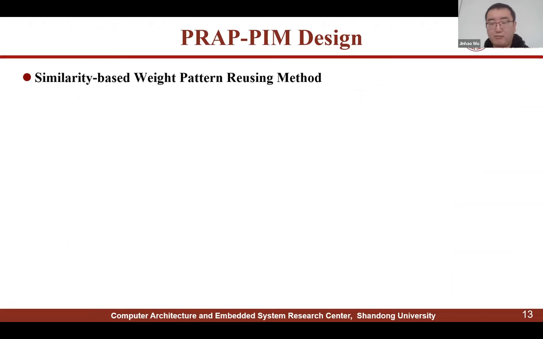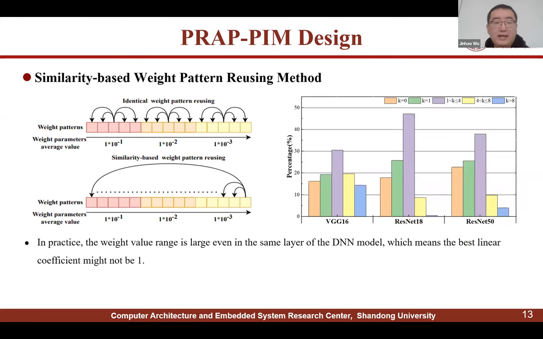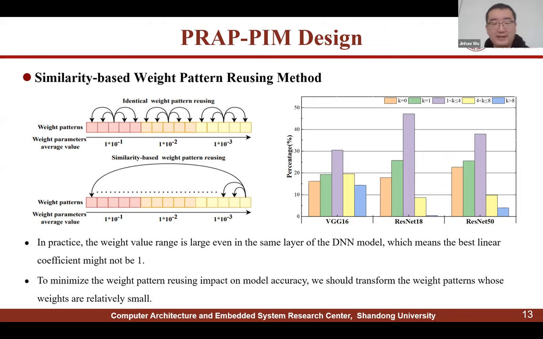Then I will introduce the similarity-based weight pattern reusing method. In practice, the weight value range is largely the same within the same layer of the DNN model, which means the best linear coefficient might not be one. To minimize the weight pattern reuse impact on model accuracy, we should transform the weight patterns whose weights are relatively small.